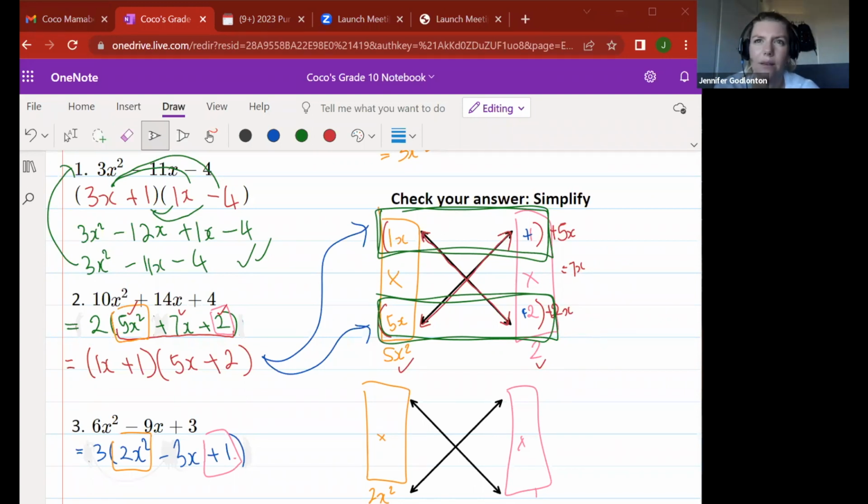Got a question. Sure. Is there any other method to do this besides the cross method? There is one method where you land up using grouping, but it often makes it more confusing than it should be. So most of your teachers will want you to land up working with a cross method. Some of your teachers may show you the grouping method, but this is generally the go-to for this one. Okay.